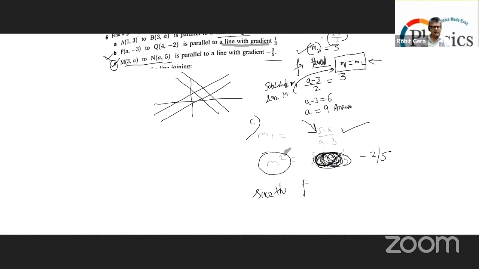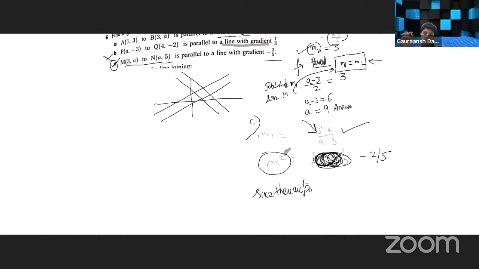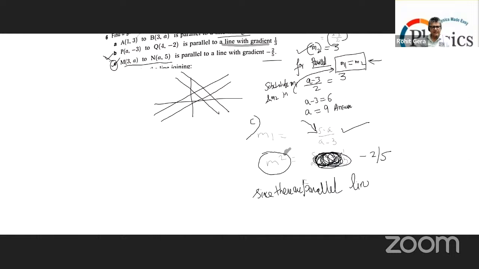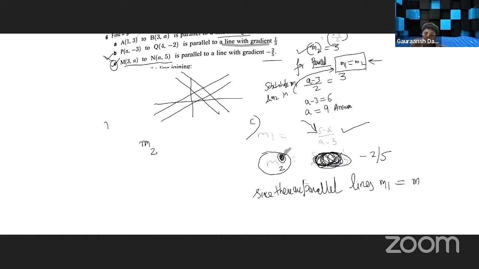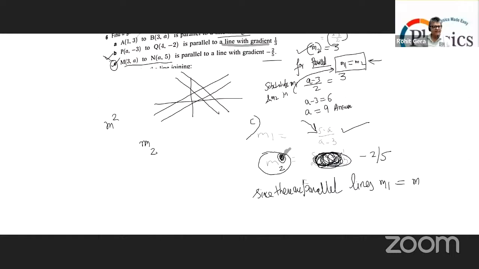Since these are parallel, remove your cursor. Remove your pen. Since these are parallel lines, M1 is equal to M2. You have to write it below. It's a subscript. It is not M square. It is M2.